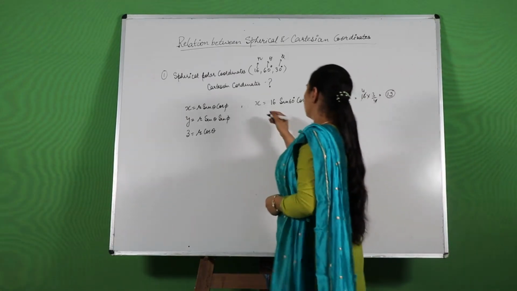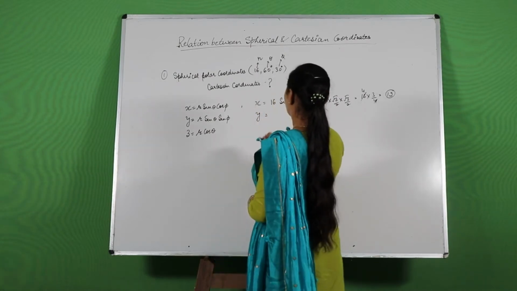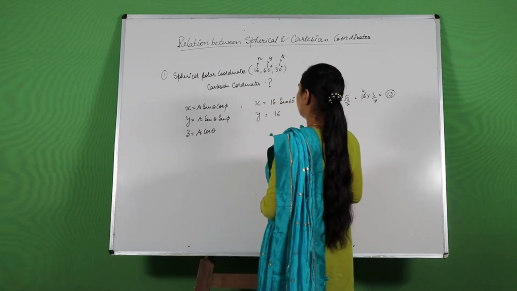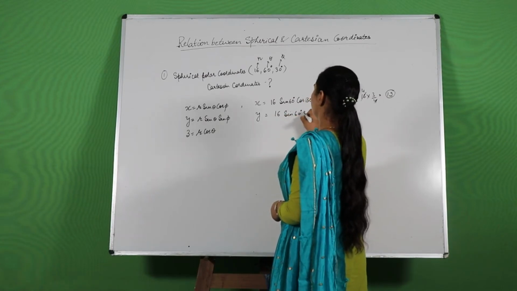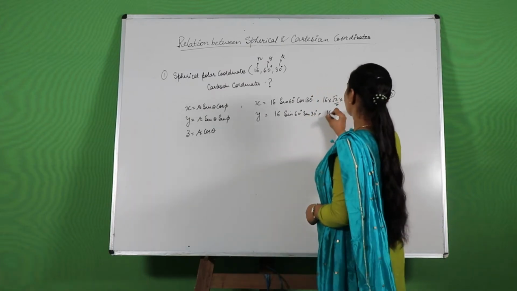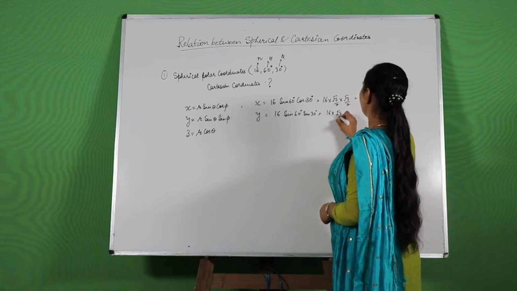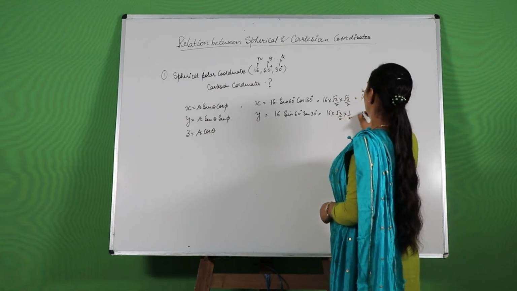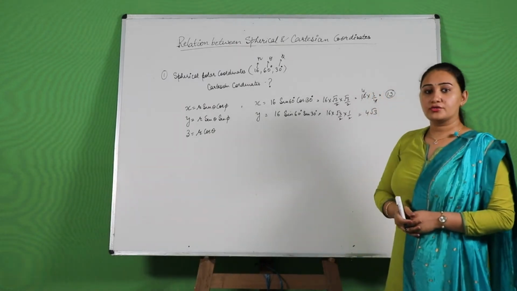Right. So now y is 16 sin 60 sin 30, which is 16 into under root 3 by 2 into 1 by 2, this is 4 under root 3.